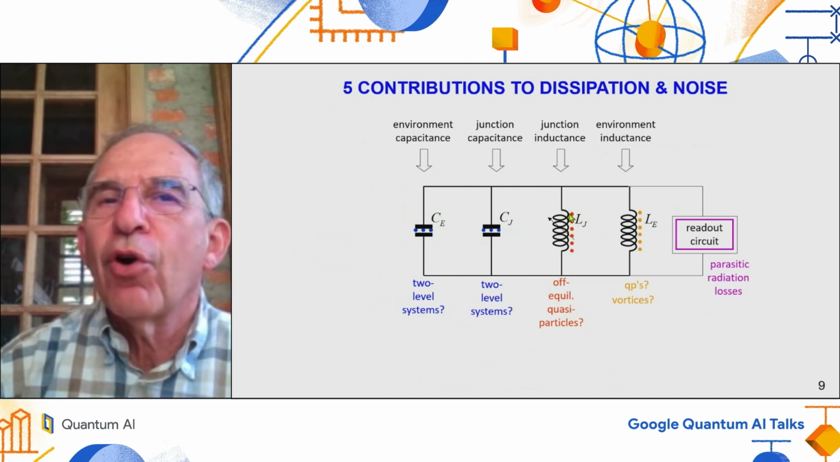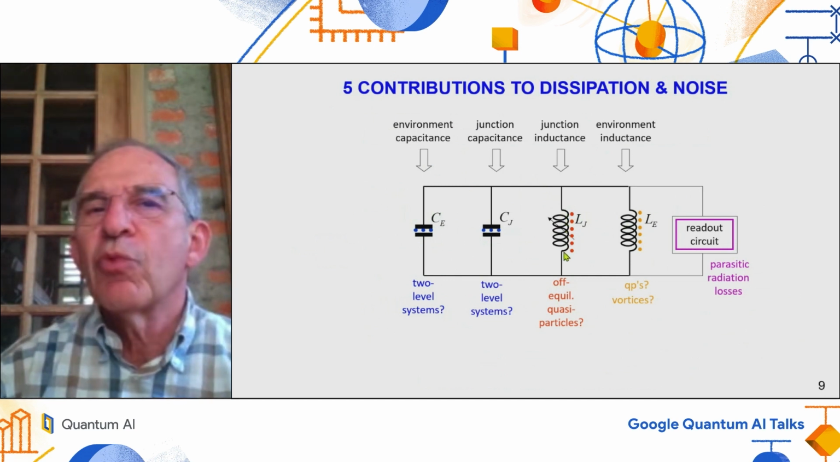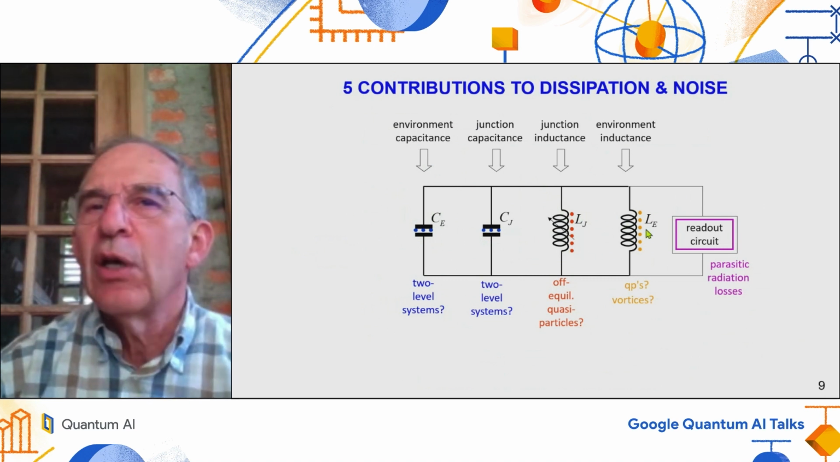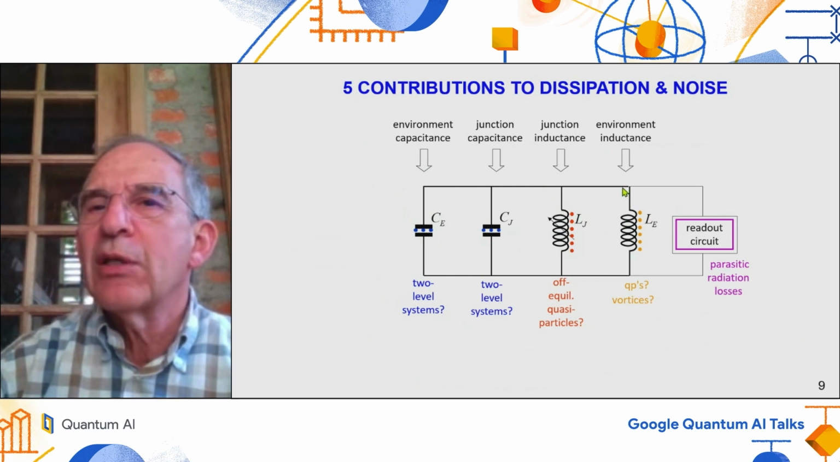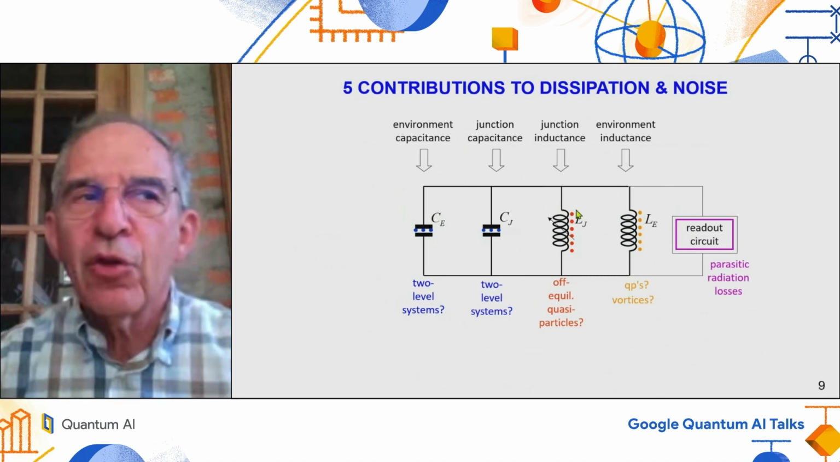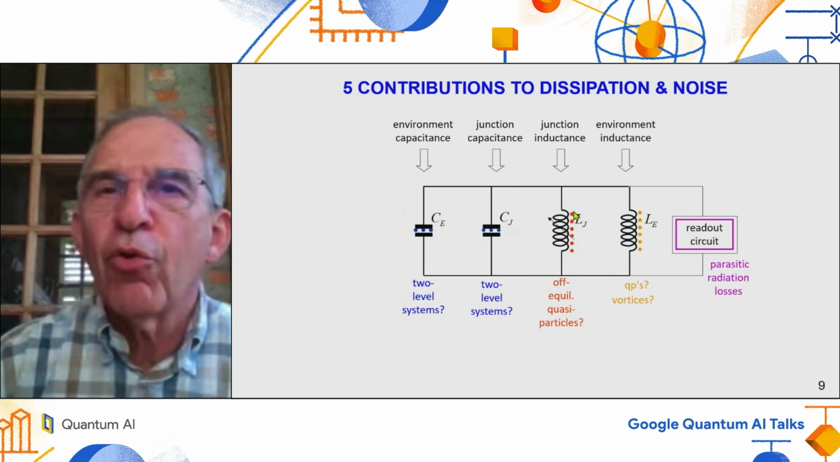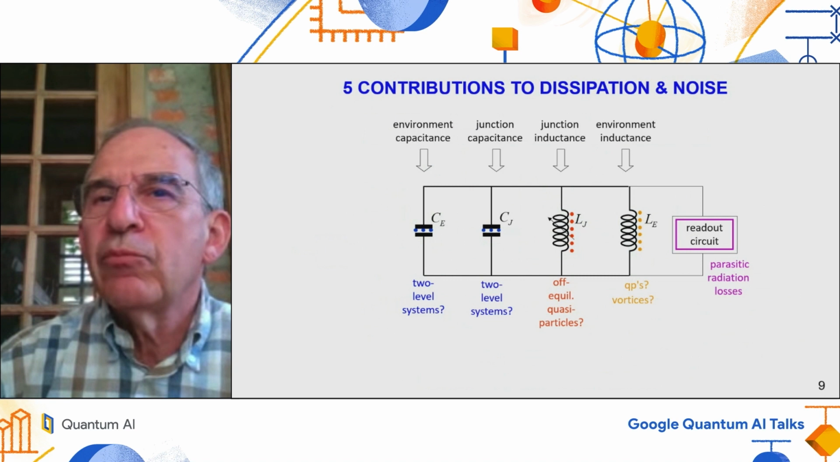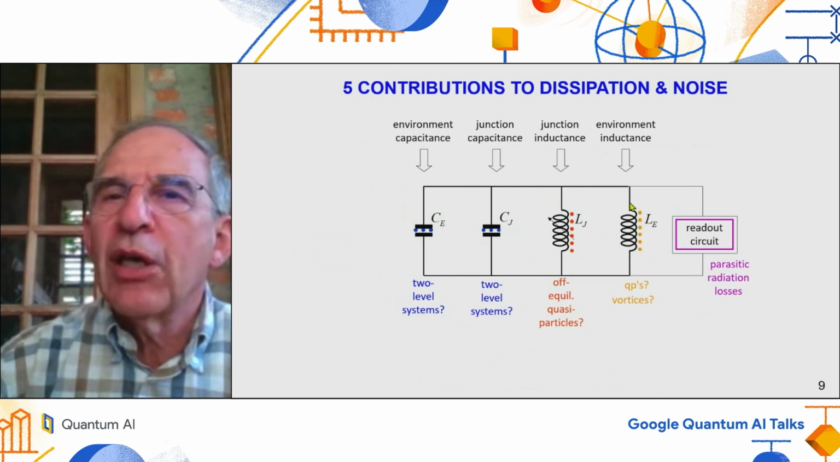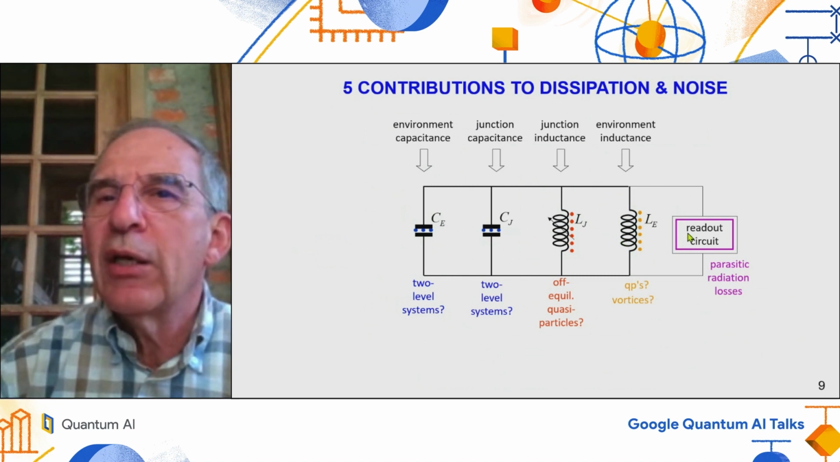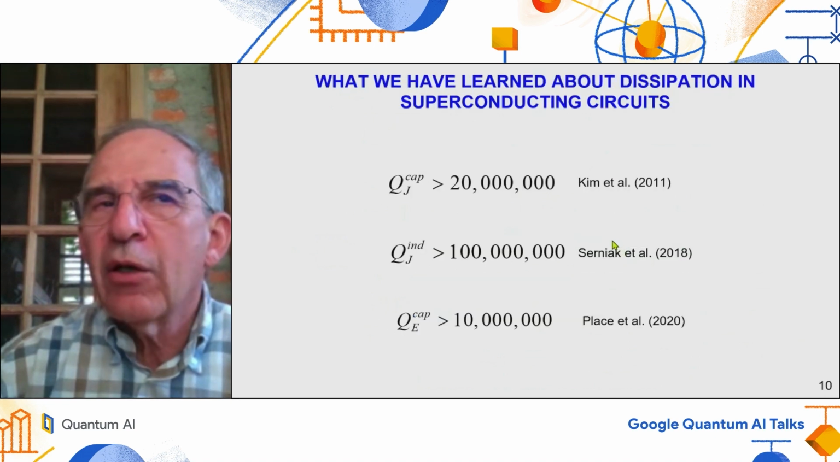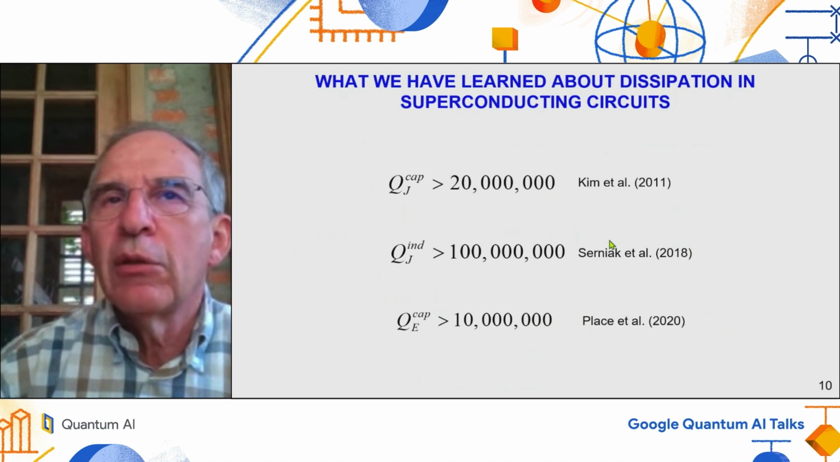You can have off-equilibrium quasi-particles, which are essentially broken Cooper pairs. You can have vortices, but you can also have parasitic emission of radiation, because those qubits are not alone. They are always coupled to at least a readout chain, and if you are not careful, information will leak through this channel. But things are improving year after year.